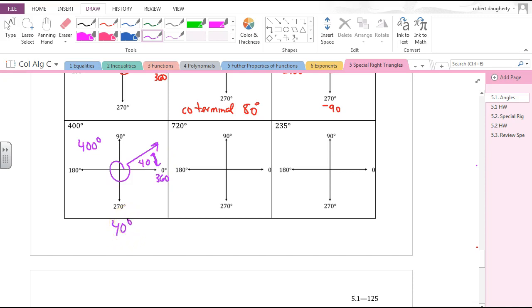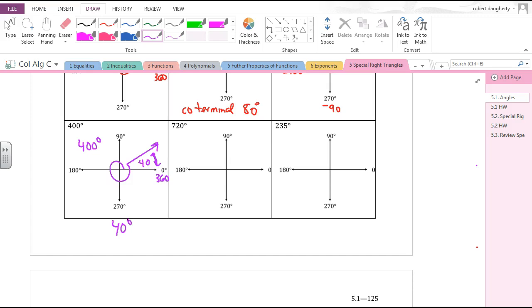So a 400 degree angle and a 40 degree angle are going to have the same properties. That's why we're doing this, okay? So if you ever needed to find the cosine of 400, that's going to be the same as the cosine of 40. That's what we're going to get to, okay? We just need to be comfortable with where these angles are.